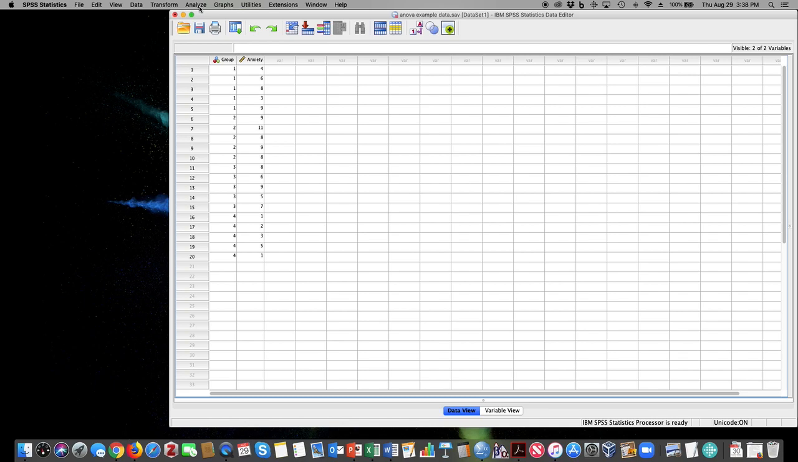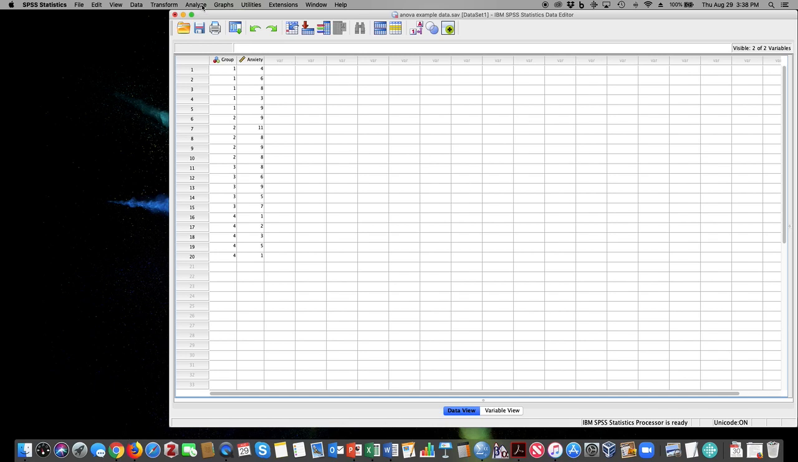This is just made-up data. It's a small data set. You would never run a one-way analysis of variance with just 20 individuals and 5 in each group. That's way too small, but for teaching purposes, this is a good heuristic example. So the first thing we want to do is look at our model assumptions.